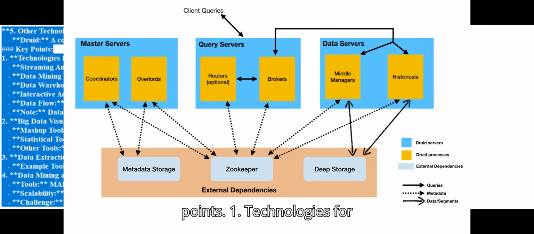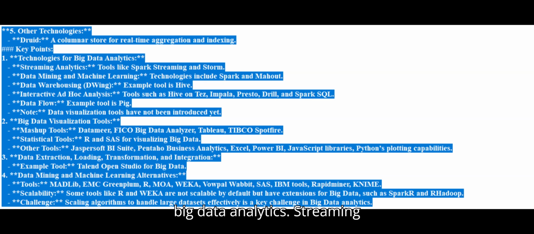Key points. 1. Technologies for big data analytics. Streaming analytics, tools like Spark Streaming and Storm. Data mining and machine learning, technologies include Spark and Mahout. Data warehousing, example tool is Hive. Interactive ad hoc analysis, tools such as Hive on Tez, Impala, Presto, Drill, and Spark SQL.